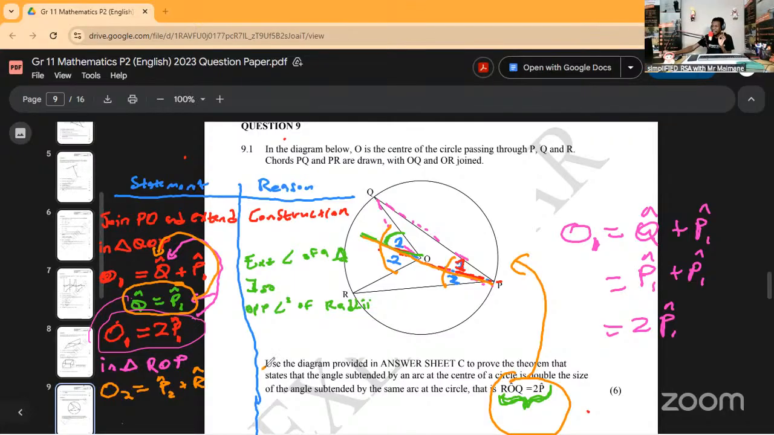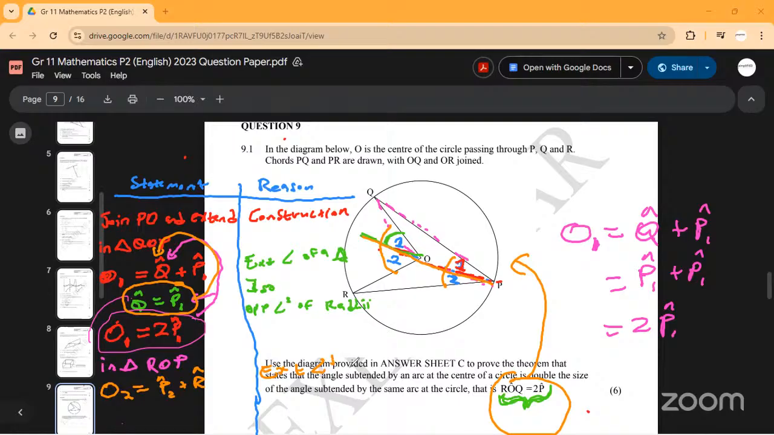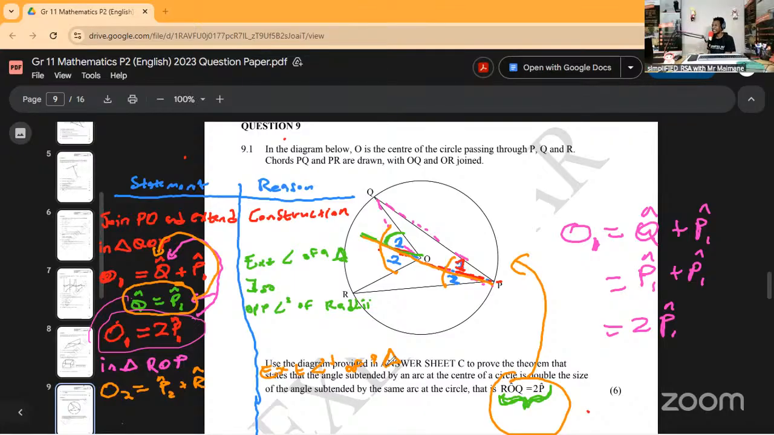Again, exterior angles of a triangle. In triangle ROP, O2 is equal to P2 plus R. So we're doing the same thing on both other sides. Okay.